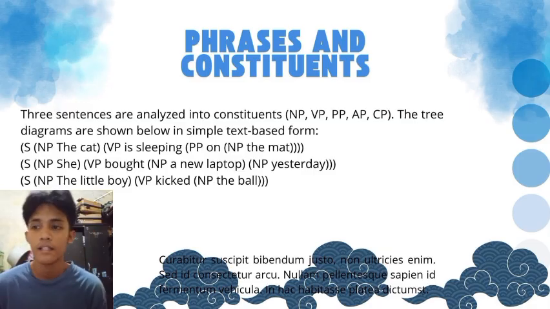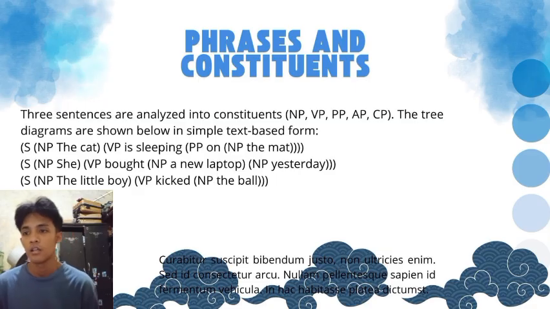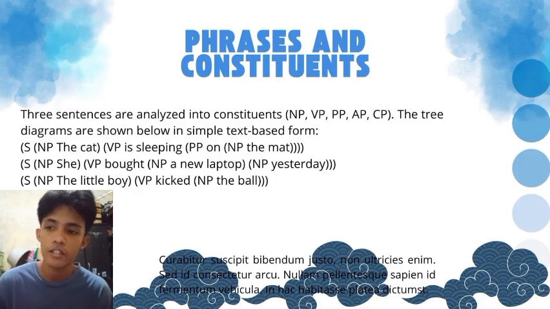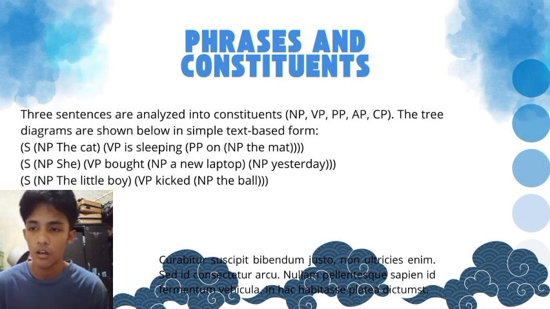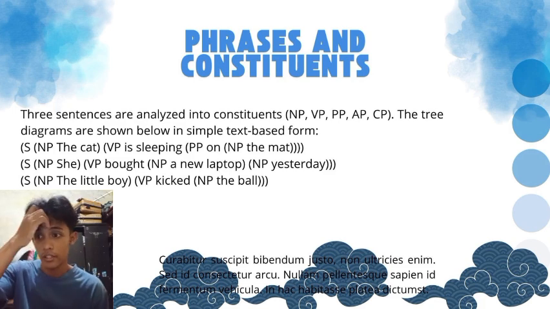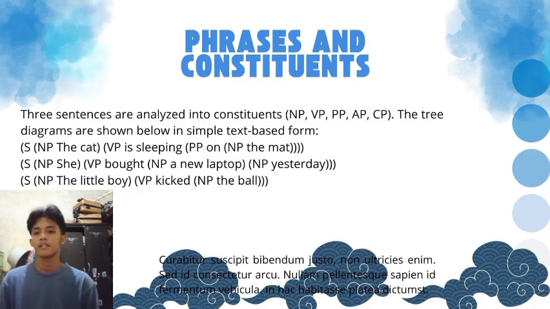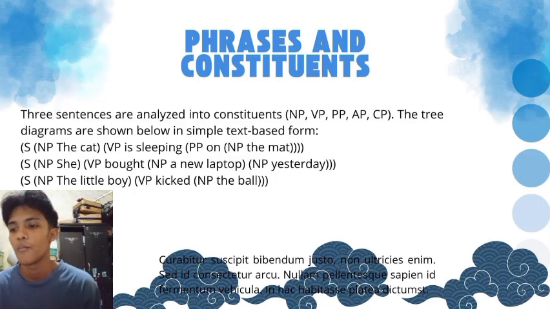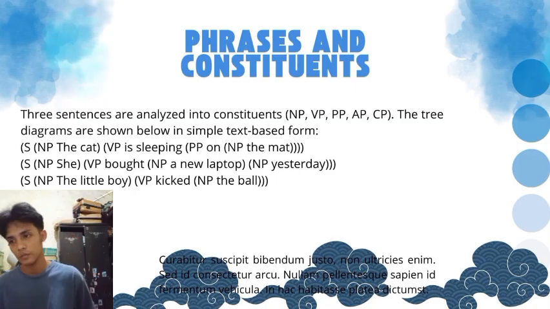This shows that the cat is a constituent or noun phrase. So movement test, on the mat can be moved to the front. So on the mat, the cat is sleeping. So the sentence is grammatical, which shows on the mat is a constituent. And coordination test. So on the mat can be coordinated with another place. So the cat is sleeping on the mat and under the tree.